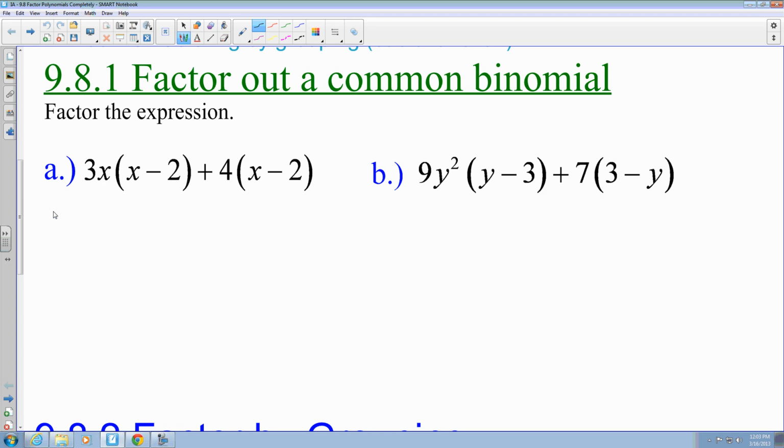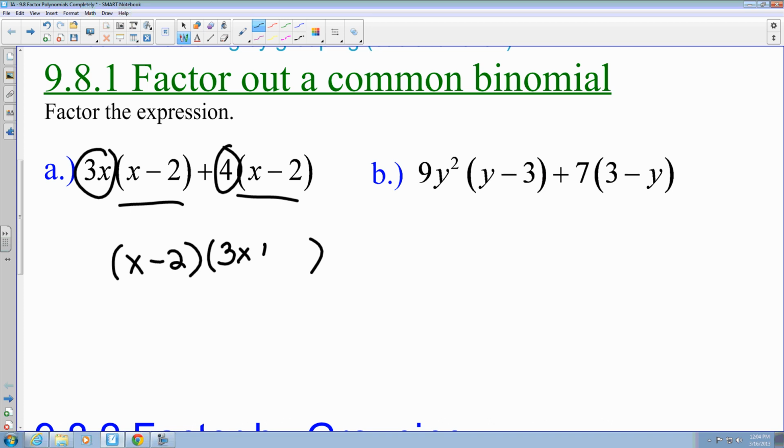So here we have two values in common, which is x minus 2 and x minus 2. It's both the same. So what we're going to do is factor that out of those two polynomials. What this basically means is we're going to go x minus 2 times, and we're going to have something else inside this parenthesis. And it's going to be the 3x and then the 4, because we have 3x plus 4.